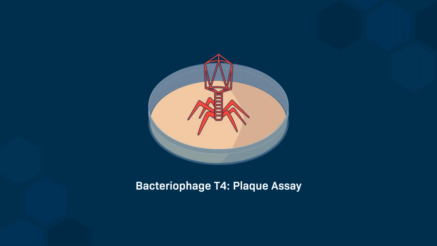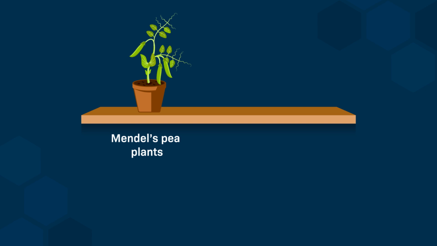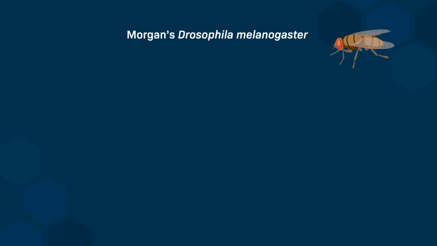In this video, we're going to look at how bacteriophage T4 can be used as a model system for studying heredity. Mendel used pea plants as a model system. He crossed different pea plants and discovered the laws of heredity. Thomas Morgan and his group used Drosophila as a model system, and they used this model system to determine the first genetic maps.